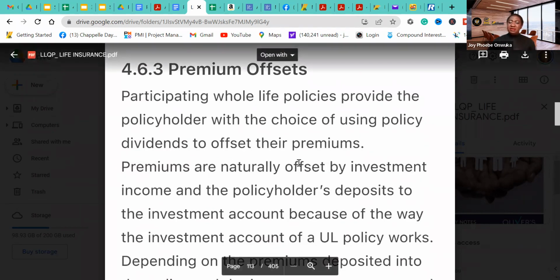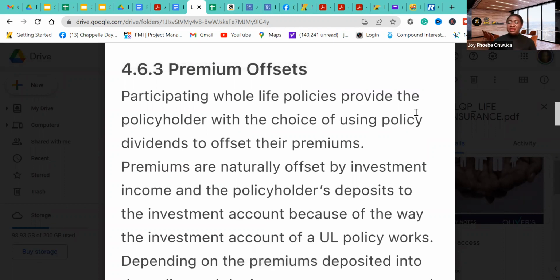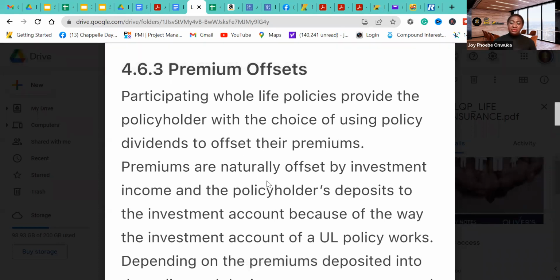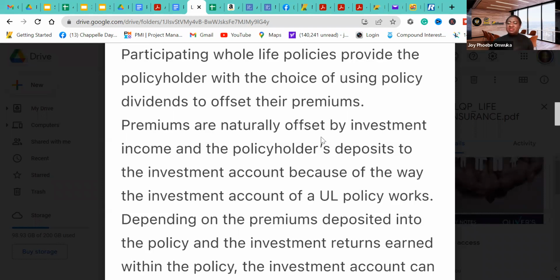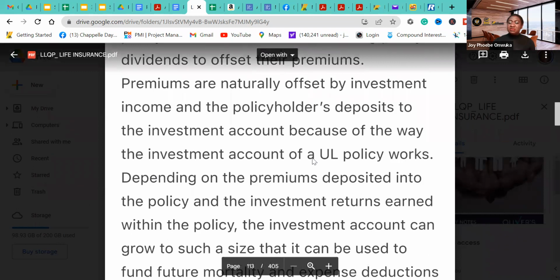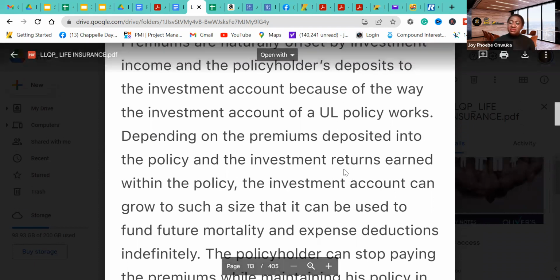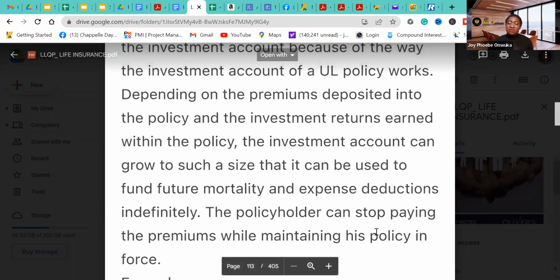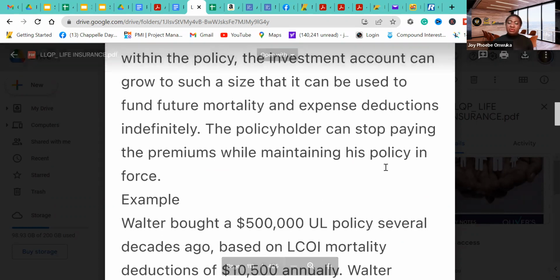A participating whole life policy provides the policyholder with the choice of using policy dividends to offset their premiums. Premiums are naturally offset by investment income and the policyholder's deposits to the investment account because of the way the investment account of a UL policy works. Depending on the premium deposited into the policy and the investment returns within the policy, the investment account can grow to such a size that it can be used to fund future mortality and expense deductions indefinitely. The policyholder can stop paying the premium while maintaining his policy in force.